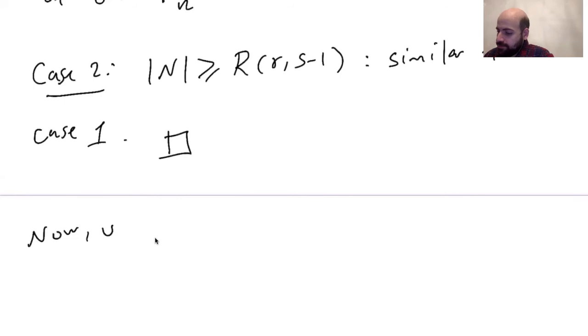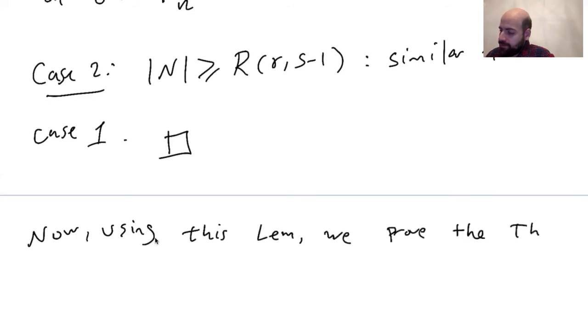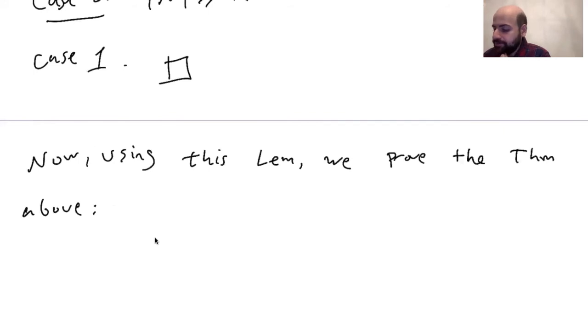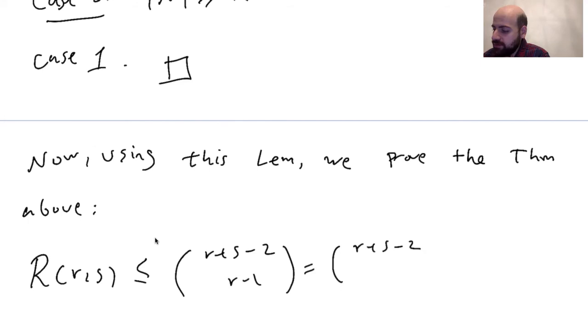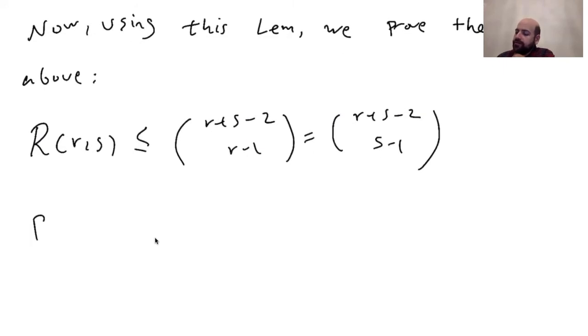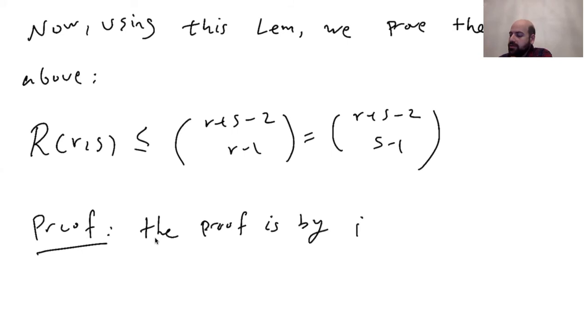Now, using this lemma, we prove the theorem above, which means that we want to prove that R of R and S is less than or equal to R plus S minus 2 choose R minus 1, which is the same as R plus S minus 2 choose S minus 1. The proof of this one is by induction on R plus S.